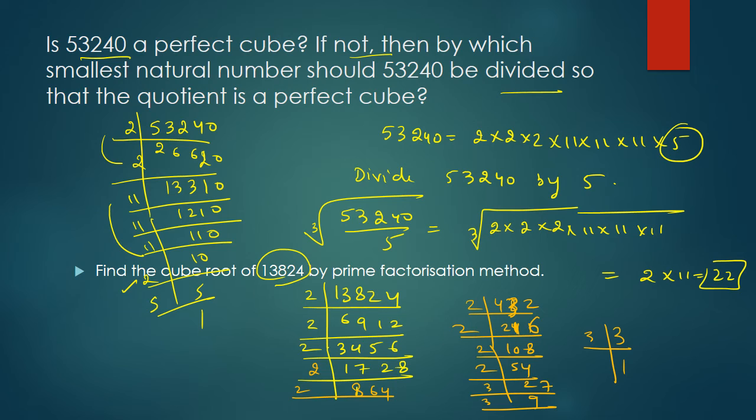So you can see these three 2s will give one 2, then these three 2s will give one 2, and these three 2s will give one 2, and these three 3s will give one 3. So the cube root is 2 2s are 4, 2 4s are 8, 8 3s are 24. So the cube root of 13824 is 24. Okay, this is how you can solve it.